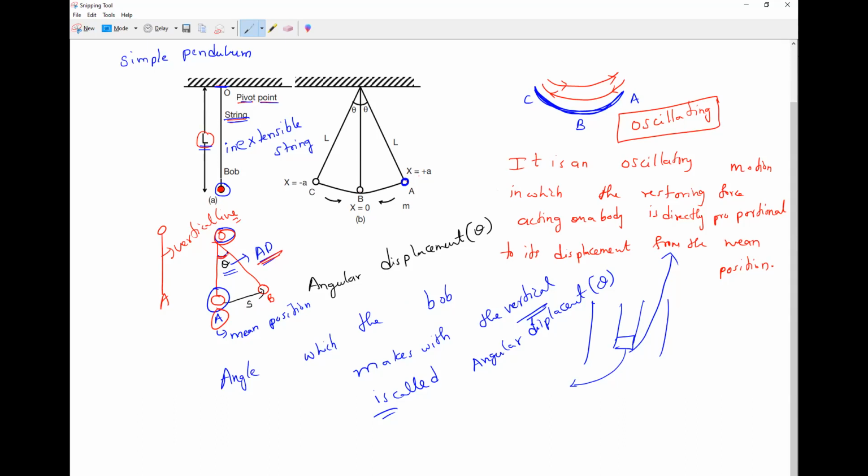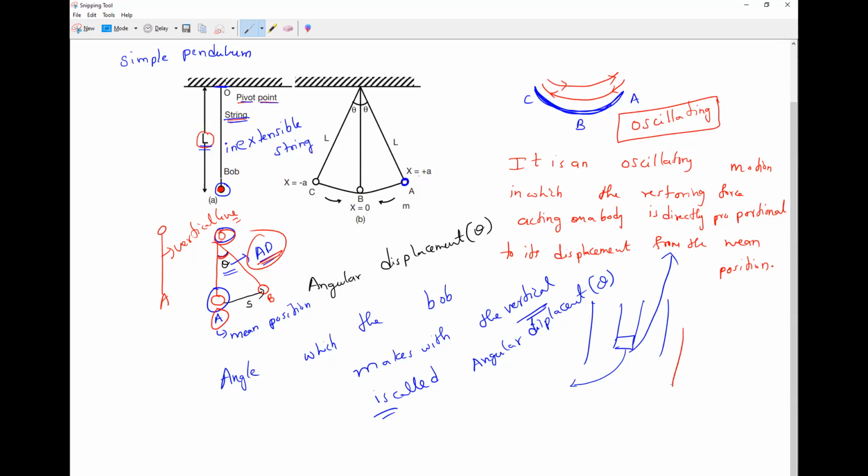Sir, can we take totally like ABC? Yes, you can take it. Angular displacement means nothing but, from the mean position, how much angle it is moving. That theta is called angular displacement. Understand, Laksha? There is nothing big in that. The theta is how much it is going above from the mean position, with what angle.